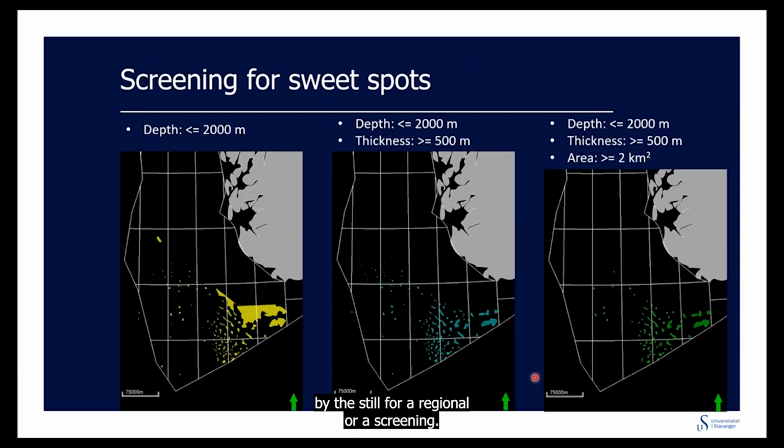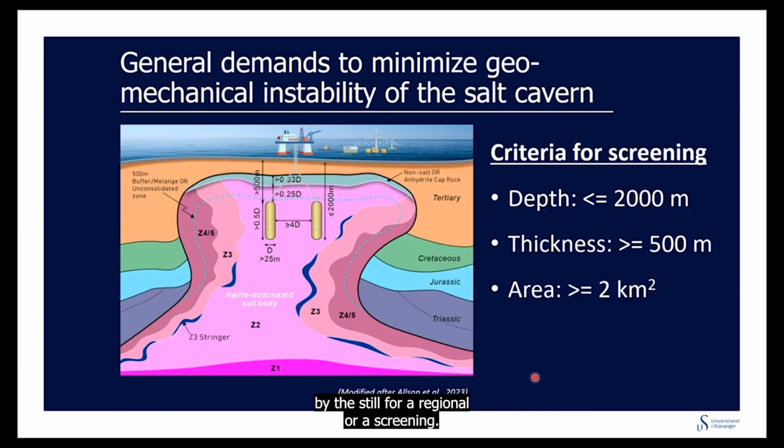But still, for a regional screening, I introduced these figures which highlight all of the technical requirements to make salt caverns, which includes the buried depth and the depth of the cavern to the seabed, and also the distance to the surrounding rock, and the dimension or diameter of the salt cavern, and the distance between these salt caverns. But for the regional screening, we only focus on three technical parameters.